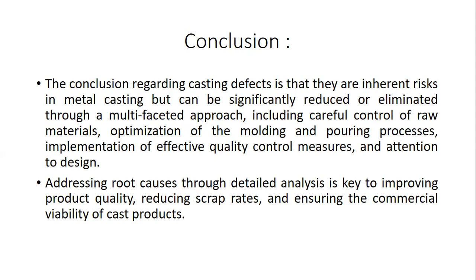With this given information, I conclude that casting defects are one of the primary risks involved in handling metal casting, which can be addressed by following different approaches. First one is careful control and preparation of raw material with all ingredients, optimization of the mold design and pouring process, then implementation of effective quality strategies and attention to the mold design. Then addressing the common root causes through detailed analysis will be the key stepping stone to improve the product quality done by the casting process. We can also reduce the scrap rates and increase the commercial viability of the cast products in the market.